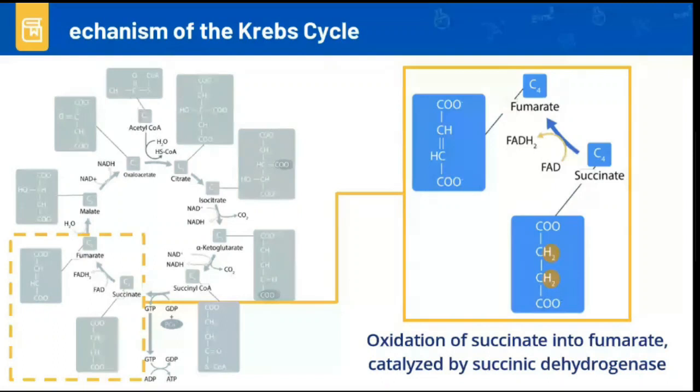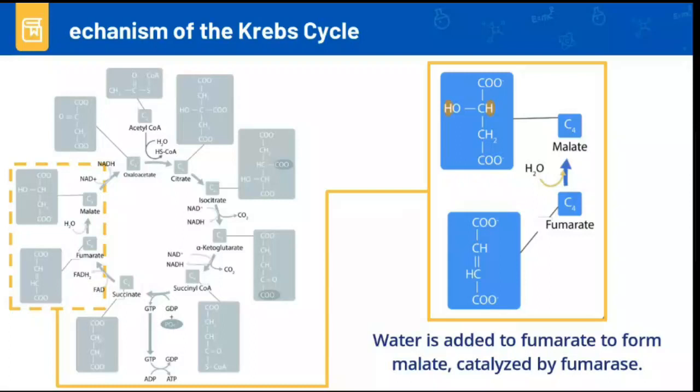Then afterwards, the next step here, your fumarate receives a water molecule which results in the formation of your malate, which is a 4-carbon molecule again. So the addition of water to fumarate is catalyzed by what we call fumarase.